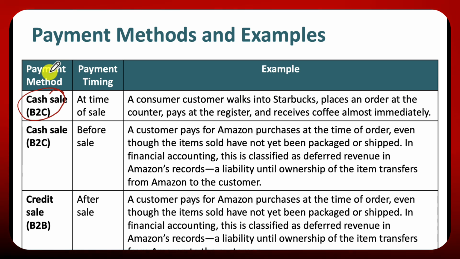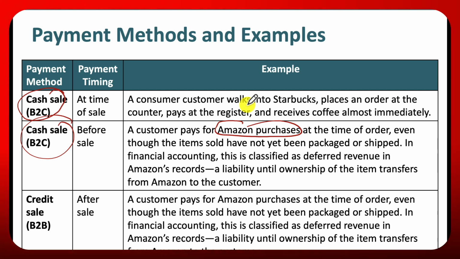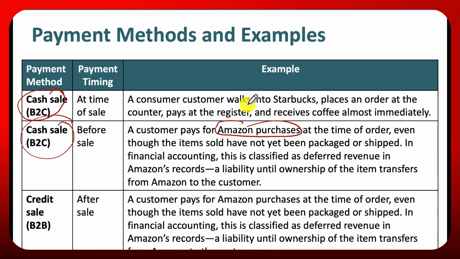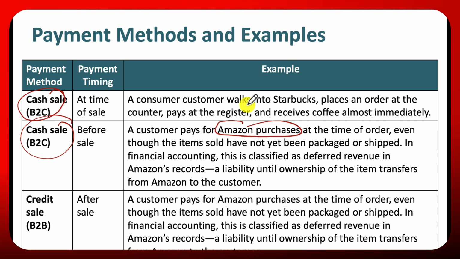We might also have a cash sale, also B2C, business to consumer, but before the sale. Another one of my favorite activities is when I buy from Amazon. You would purchase, and at the time of the order, even though the items sold have not been packed or shipped, obviously we know from our previous lesson in financial accounting, this is classified as deferred revenue on Amazon's records. So it is a liability until Amazon transfers ownership of all of those items that I bought on Amazon to me when they actually ship it.